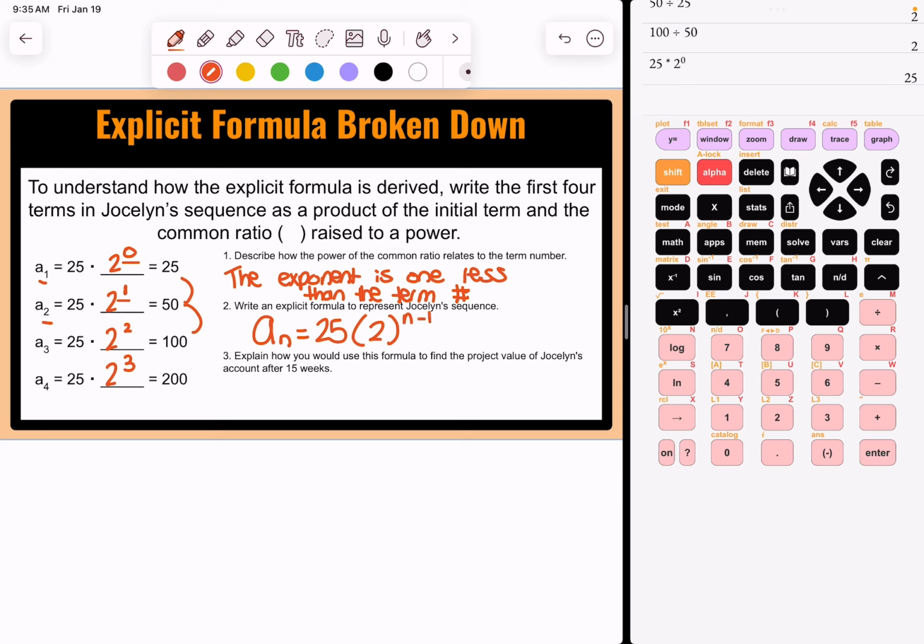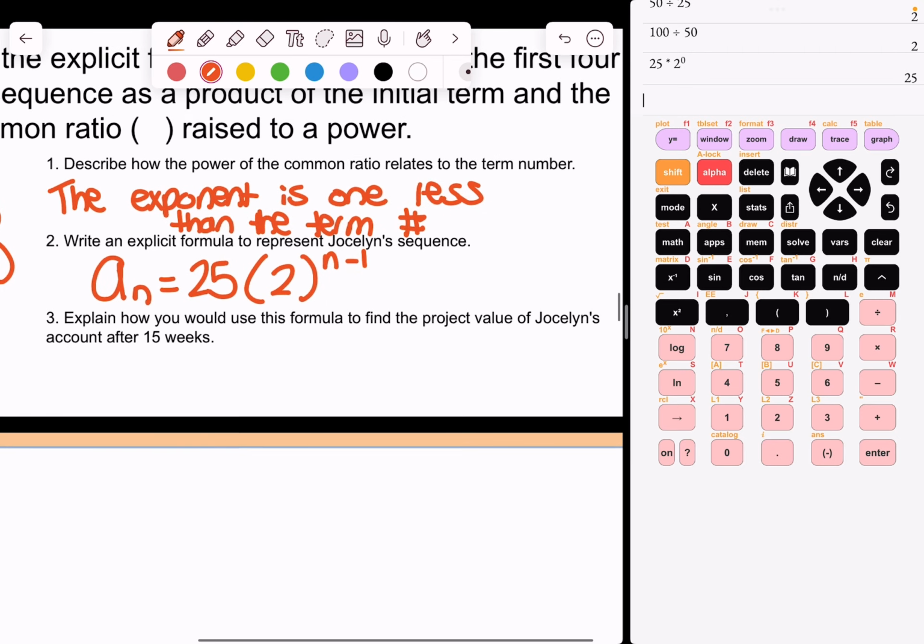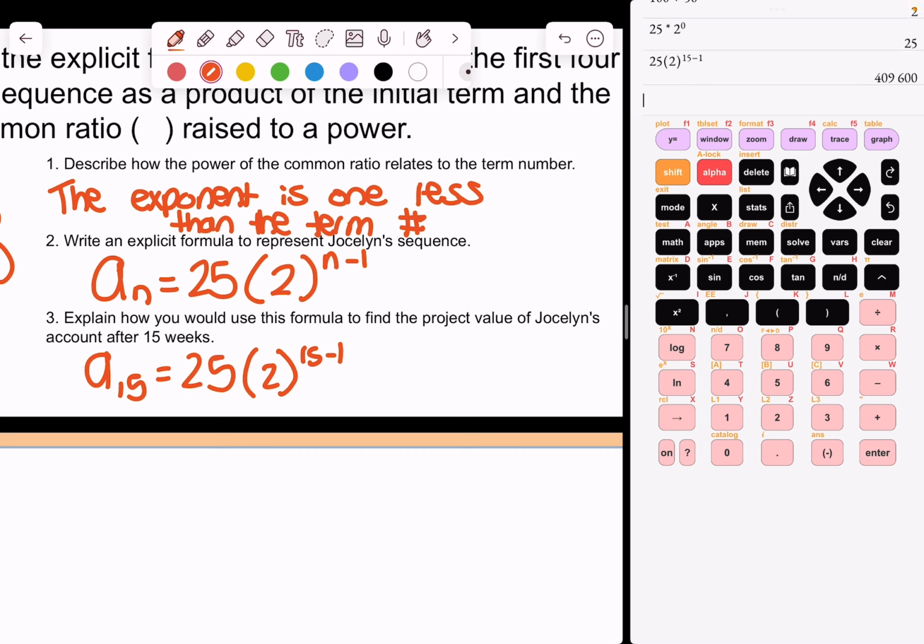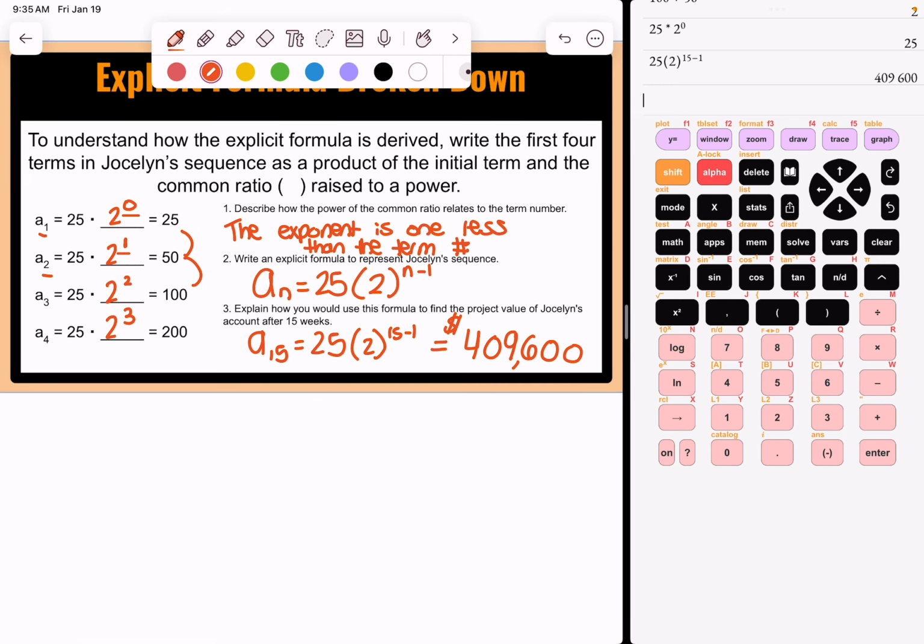Explain how we would use this formula to find the projected value after 15 weeks. We would just plug in 15 for N. So 25 is our first number. Then our common ratio is 2. And we raise it to 15 minus 1, which gets us 409,600. And that was money, since we're talking about the money in her savings account.